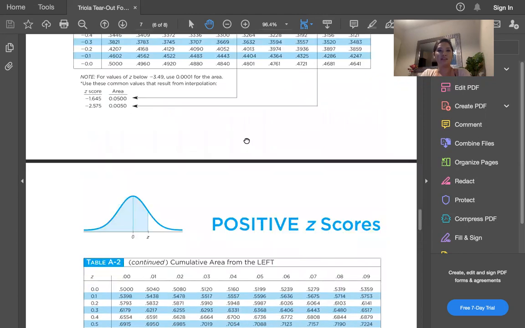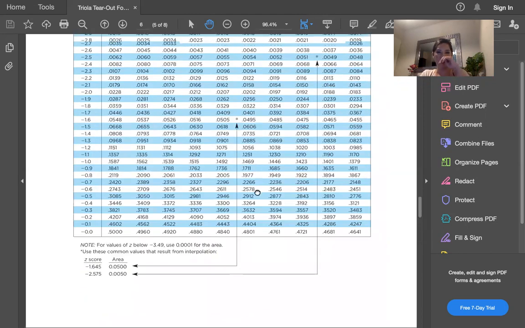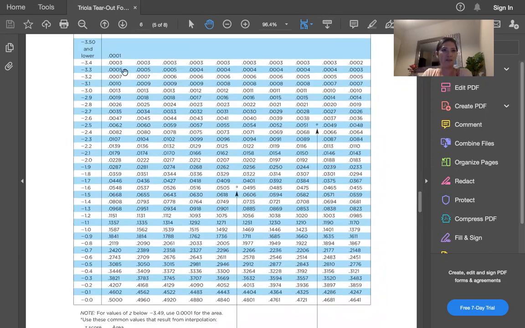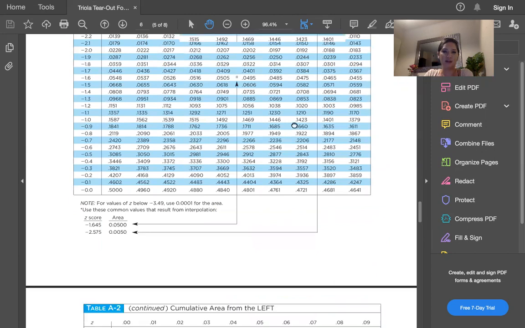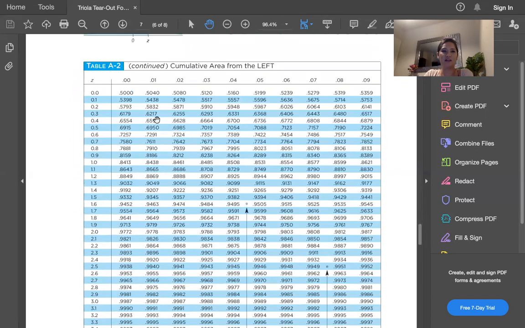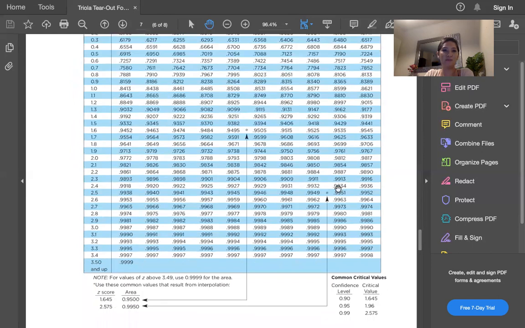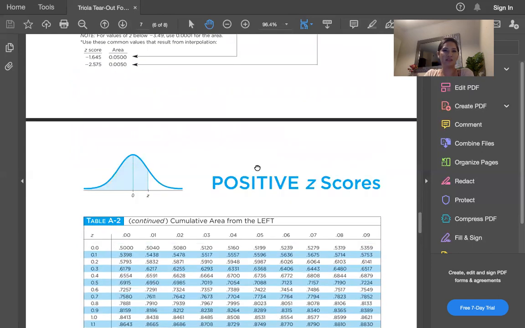And then when we're looking at negative z-scores, all the areas are between 0.001 and this 0.4641. So notice that you've got all of these areas over here between 0 and 50%, or 0 and 0.5. And then over here, you've got all the areas between 0.5 and 1 for our positive and negative z-scores.